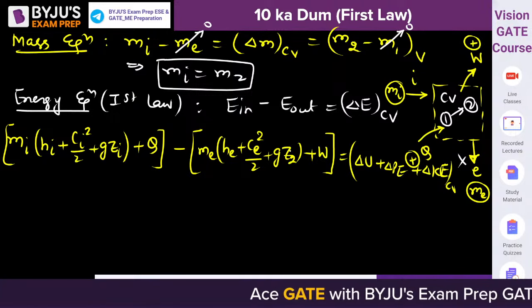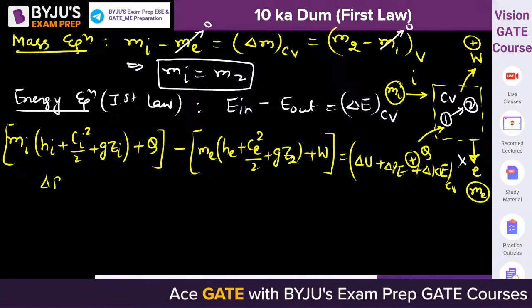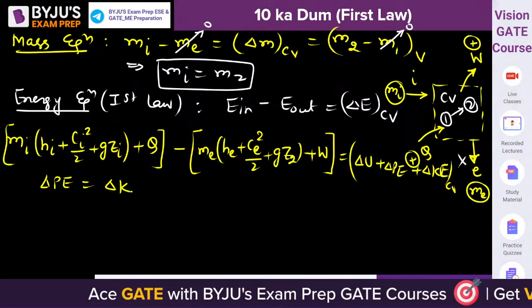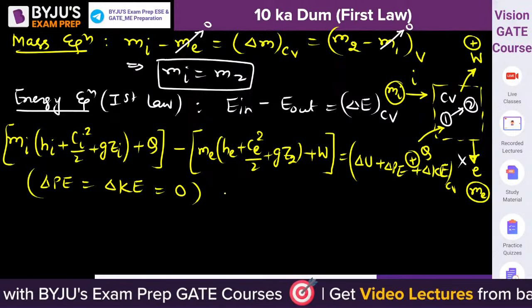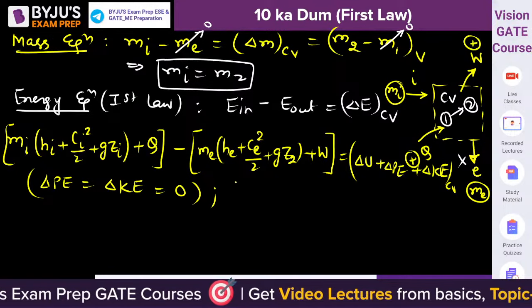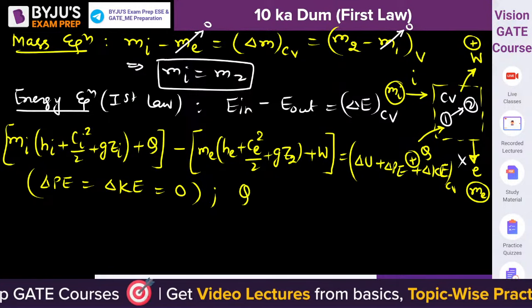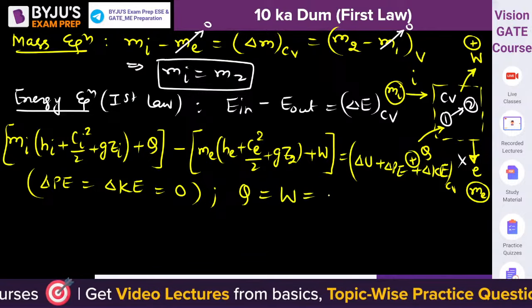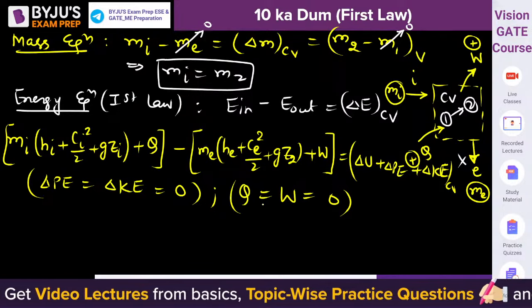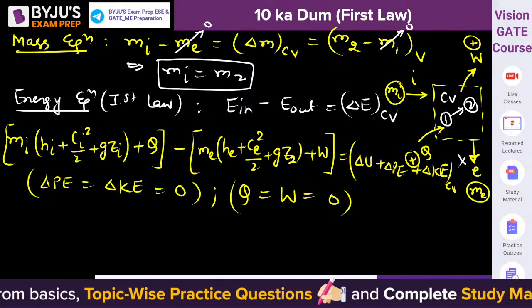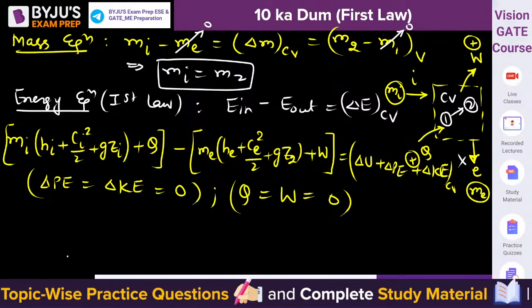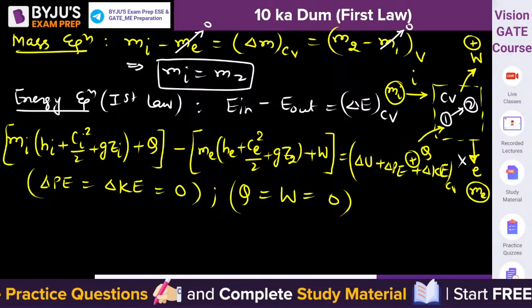So if we assume there is no change in potential energy, and no change in kinetic energy, that is, change in potential energy and kinetic energy as 0, and if we assume Q is equal to W is equal to 0. Why Q is equal to 0? Because the system is thermally insulated. Why W is equal to 0? Because it is rigid. PdV is equal to 0. Rigid container will have 0 work transfer.